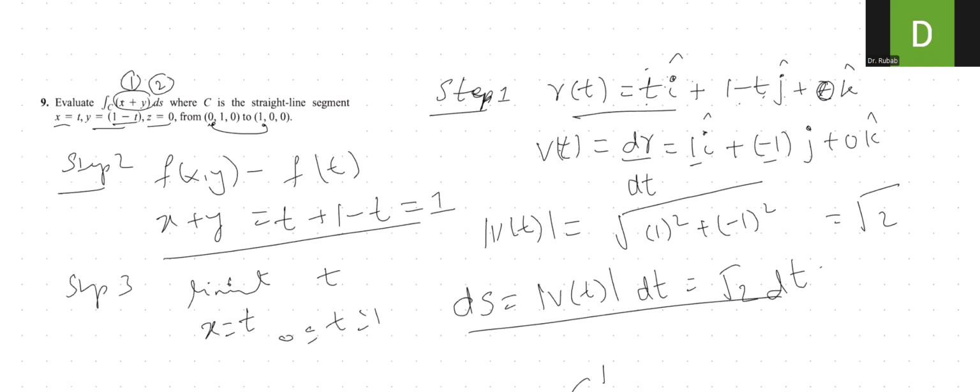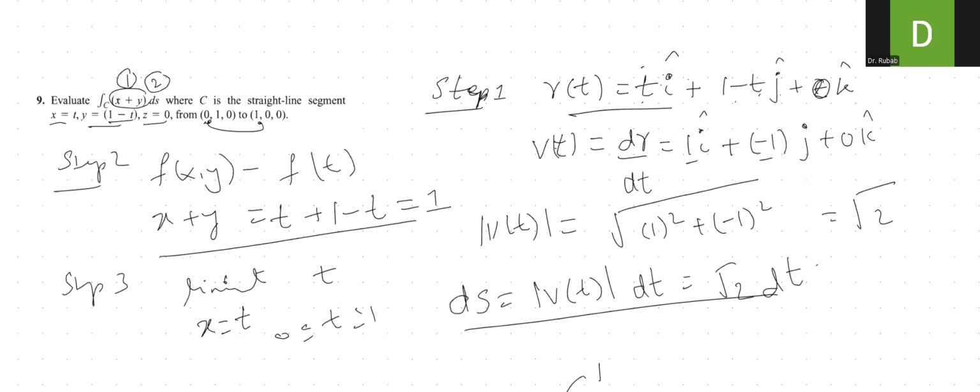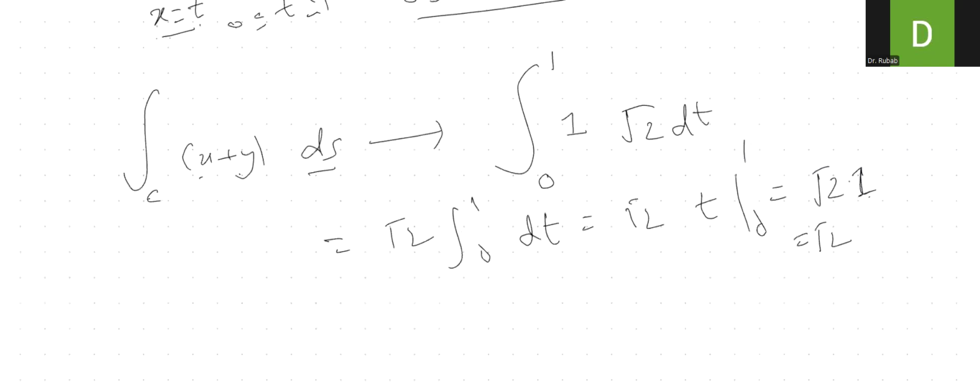x equals t, and this is the limit. When x equals t, from the point 0 to 1, x is varying from 0 to 1. So as x equals t, t is varying from 0 to 1. I take all of these things and convert this integral into this form, right? So this is 16.1.